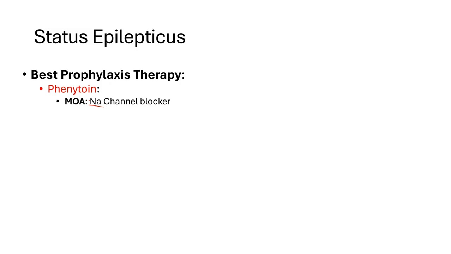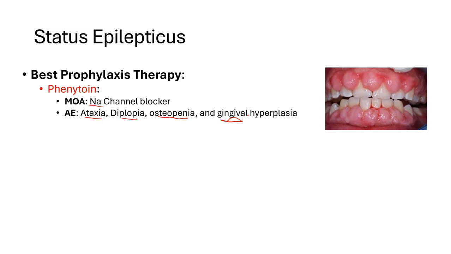But where they may go on exams, especially for all the other anti-epileptics, is to understand the adverse effects. Now, the adverse effects of phenytoin will be ataxia, diplopia, or double vision. It can break down bones, causing osteopenia, and you may also see gingival hyperplasia, or thickening of your gingival line or your gums. This is a very unique presentation for phenytoin and something that you should be on the lookout for test day.